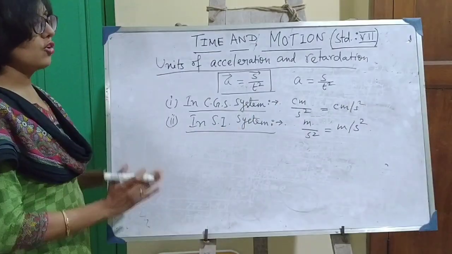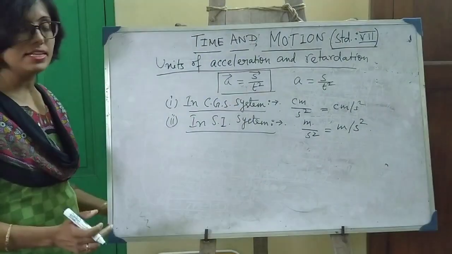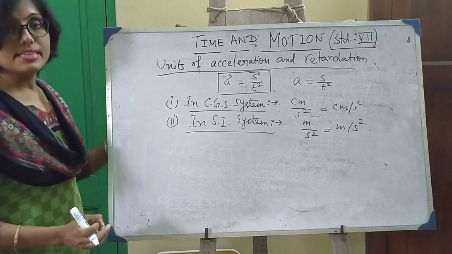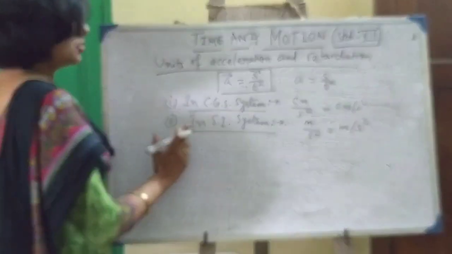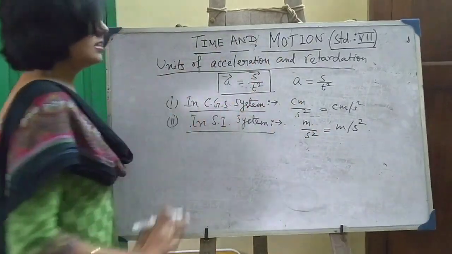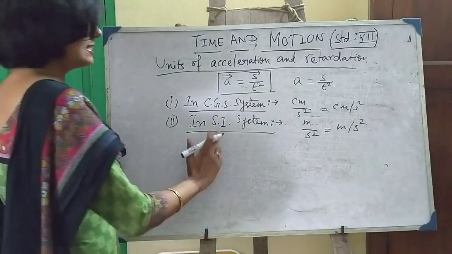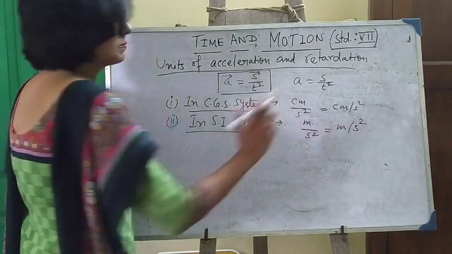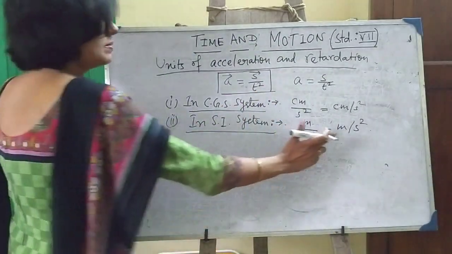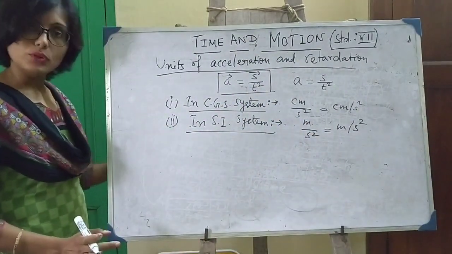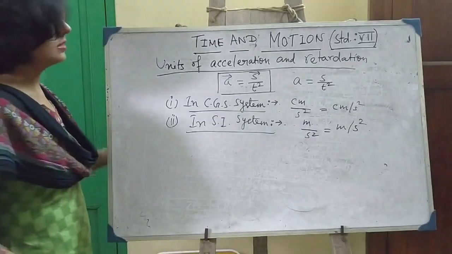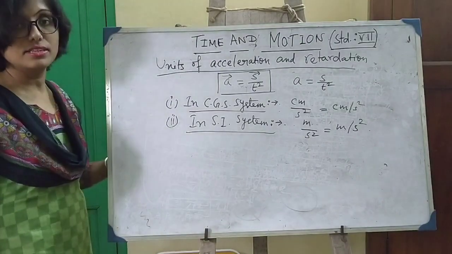So units of acceleration and deceleration in CGS system and SI system are the same respectively. CGS unit of acceleration is centimeter per second square. CGS unit of deceleration is also centimeter per second square. SI unit of acceleration is meter per second square, and SI unit of retardation is the same, that is meter per second square. Okay, so we shall do some numerical sums by using the mathematical form of acceleration and deceleration.